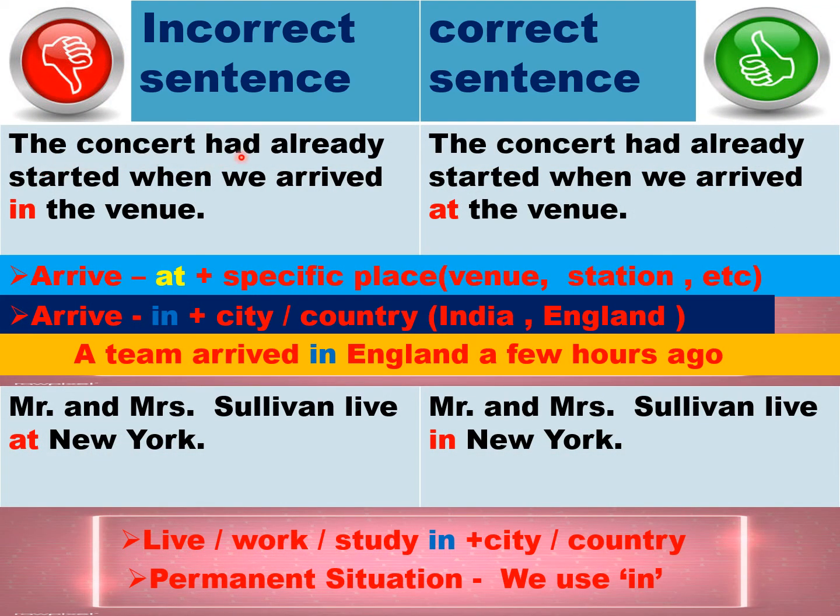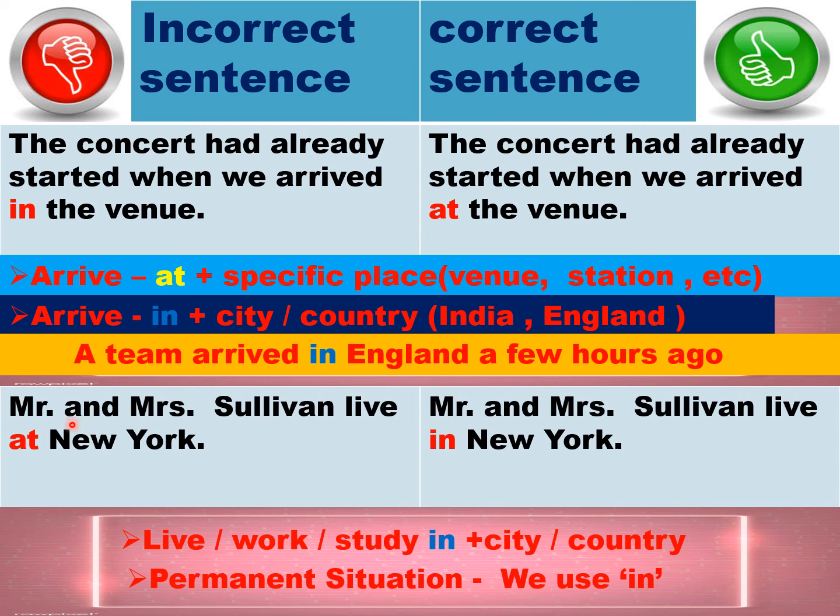The concert had already started when we arrived in the venue. We must use arrive at to denote specific place. For example, venue, station, etc. The concert had already started when we arrived at the venue is correct. We can use arrive in for cities and for countries. A team arrived in England a few hours ago.